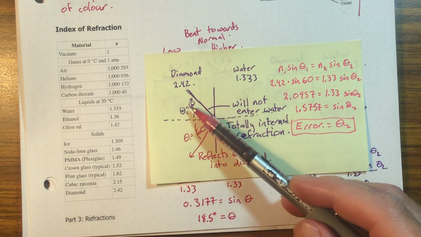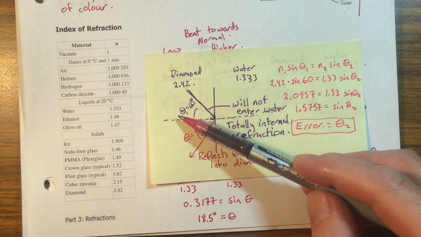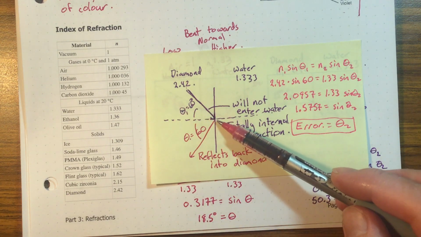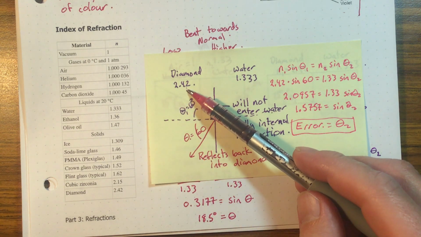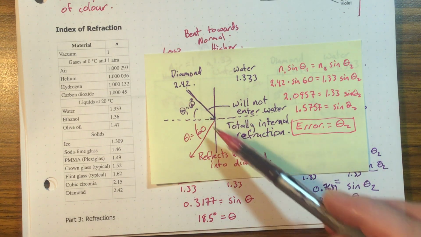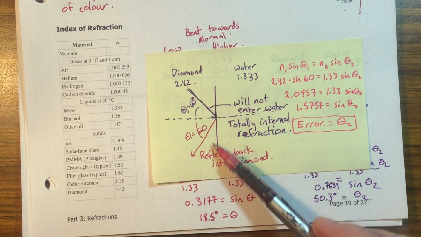So there's a certain angle for diamond and water. If it's less than that angle, it will refract out. But once it gets to be that angle or bigger, it will no longer refract out. It will reflect back into the diamond and won't go into the water at all. Then this will act like a mirror, basically.